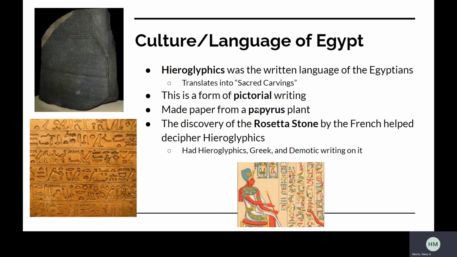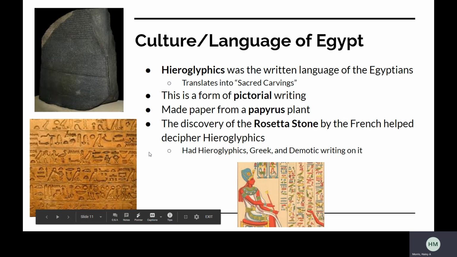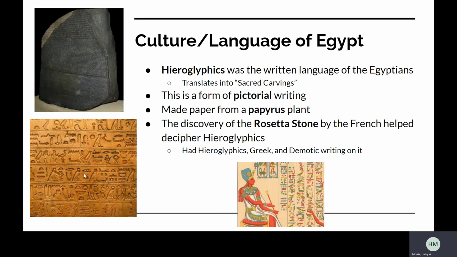And they made paper from a papyrus plant, and that is what they would write things on in terms of writing on paper. But the most common things that we see today are things written or carved into stone. They're carved into the pyramids.